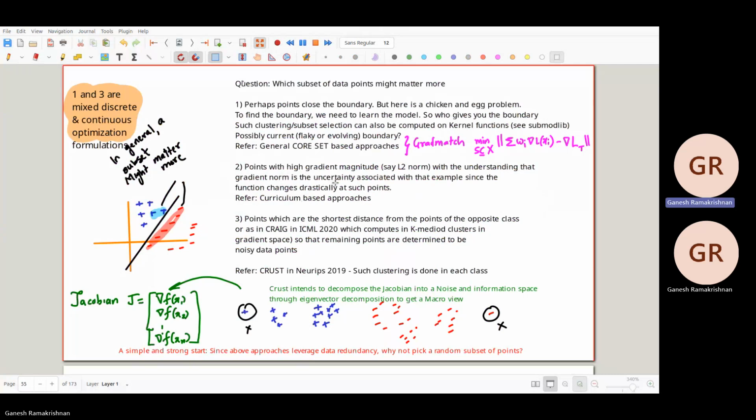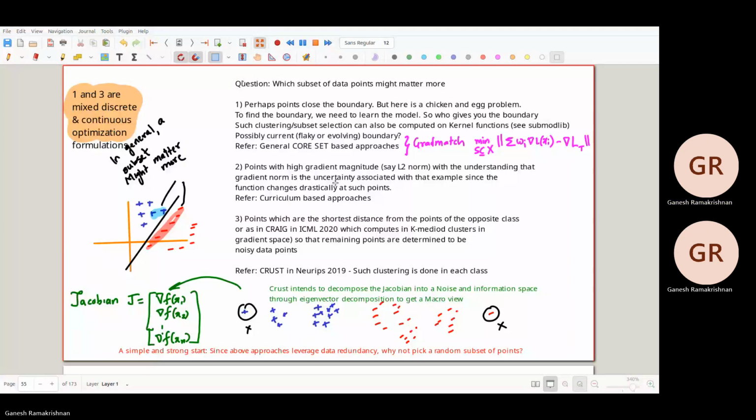It's every point contributing equally. Those points which have high gradient, or whose gradient magnitude is high. What does that mean? It possibly means that if I'm looking at level curves like this, it's possibly looking at regions in which the function changes much faster.